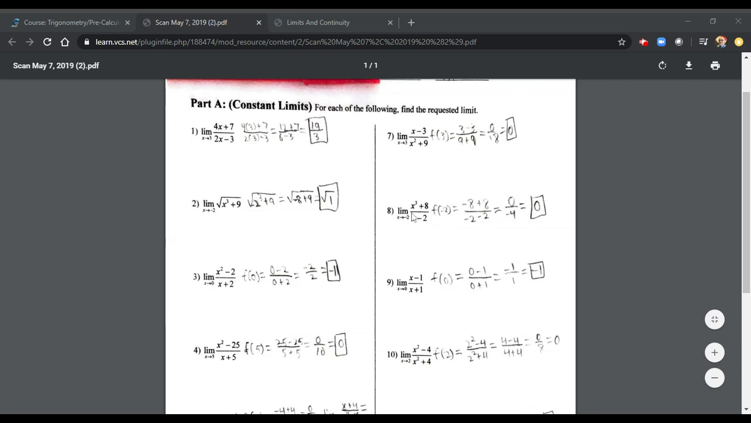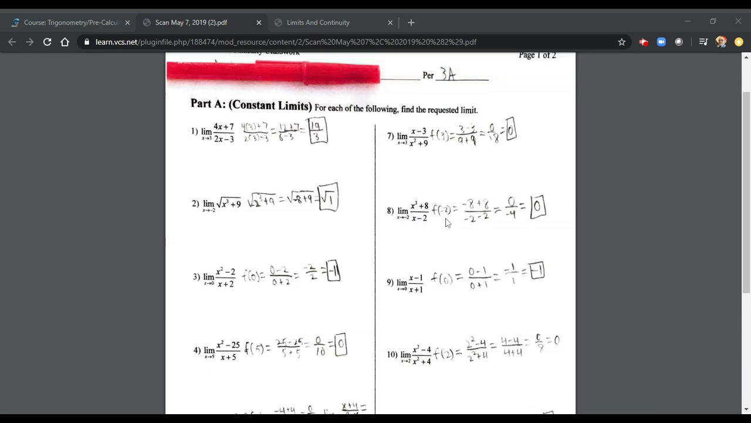So number 8, limit as x approaches -2 of (x cubed plus 8) over (2x minus 2). F of -2 is -2 cubed, which is -8, plus 8, which is 0. -2 minus 2 is -4. This is also 0.